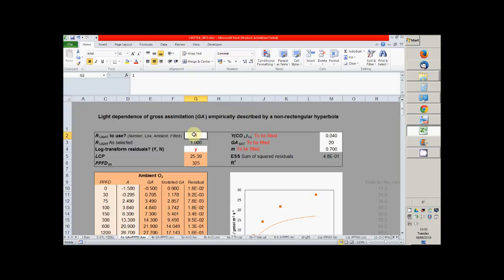In cell G2, it is specified what respiration in the light to use. We may specify, for instance, ambient. And then in G4, one may specify whether to log transform the residuals.